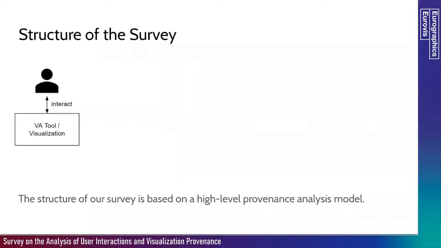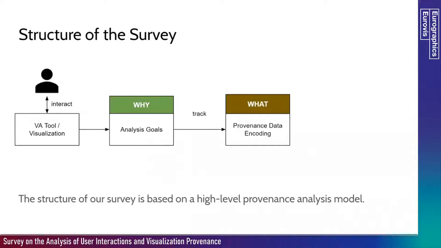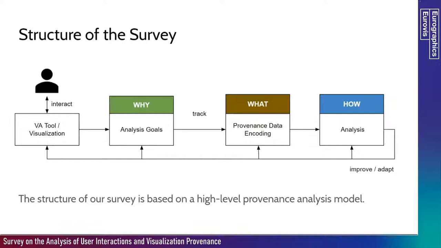The structure of our survey is based on a high-level provenance analysis model that we created to describe the important factors and their internal relationships in provenance analytics. Analysis goals are the reasons for provenance analysis and give rise to requirements such as what data to capture and how the data is encoded. In our case, we call it the what. Encoded provenance data is then further evaluated by analysis techniques, the how, such as classification models or probabilistic models. At the end of this process, users gain either user-specific or system-specific knowledge that can be used to improve or adapt any of the process model components to enhance the overall provenance analysis iteratively.